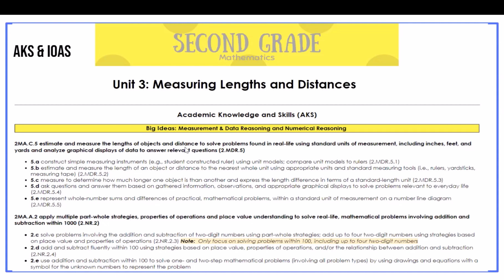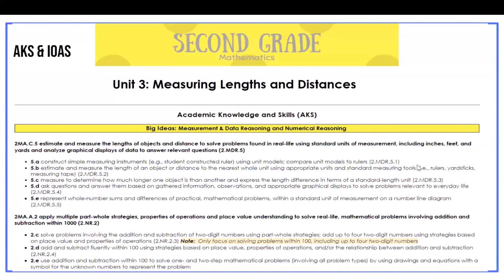It is important to mention here that units of measure for second graders are inches, feet, and yards. Finally, students will revisit asking questions and answering them based on gathered information, observations, and appropriate graphical displays to solve problems relevant to everyday life.